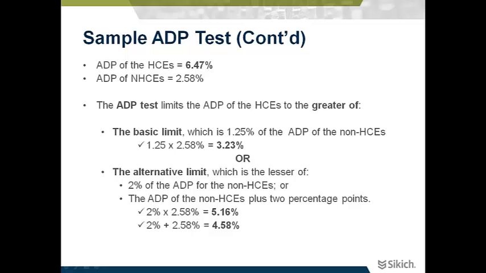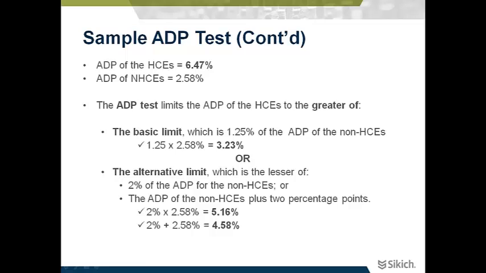So that's the basic limit, and we're going to compare it to the alternative limit, which is the lesser of 2% of the ADP for the non-highly compensated employees, or the ADP of the non-highly compensated employees plus 2 percentage points. So if you take 2% times the non-highly compensated employee ADP, which we said was 2.58, then you get 5.16. If you take 2% plus 2.58, which is the ADP for the non-highly compensated employees, then you get 4.58. So for the alternative limit, we want the lesser of 2% of the ADP for the non-highly compensated employees, which is 5.16, or 2 percentage points plus the ADP of the non-highly compensated employees, which is 4.58.